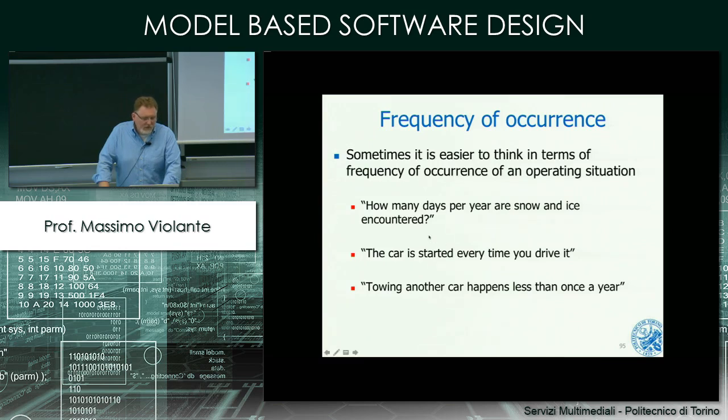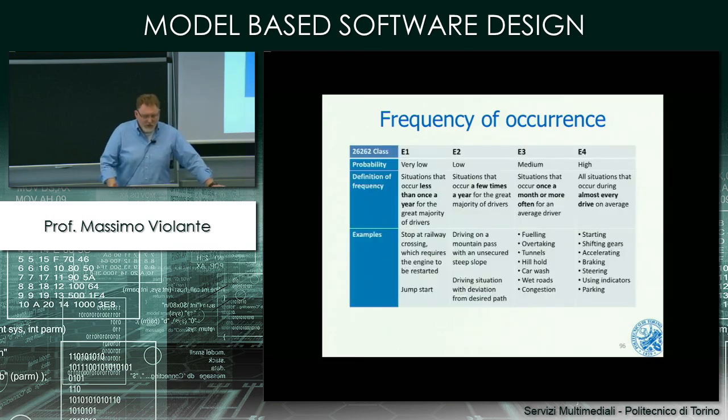Another example is how often the car is started every time. So here we are considering how frequent the operational situation is. And again, here we have an example. E4 is for starting the car, shifting the gear, accelerating, braking, steering, using indicators, parking. These are actions that you do every time you ride the car. You drive the car. So if the operational situation is one of these, the exposure will be high. Okay?